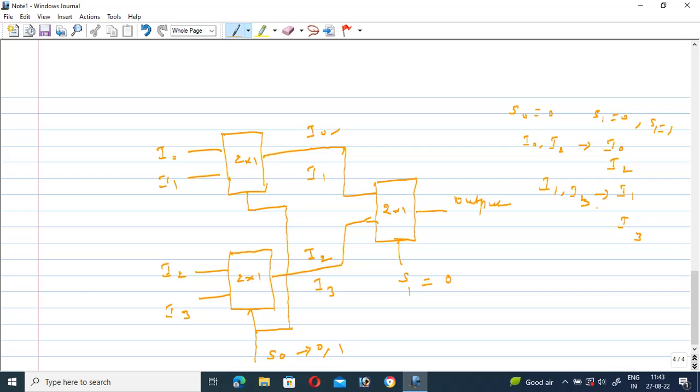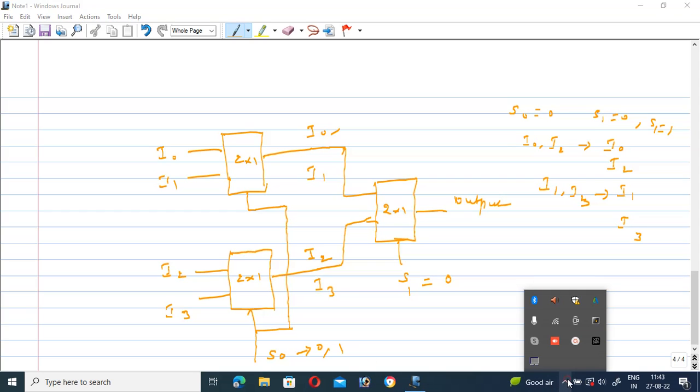This is the scenario. If you want to design the 8 by 1 mux also, we have to follow the same process. So this is the multiplexer concept in the case of the 4 by 1 mux.